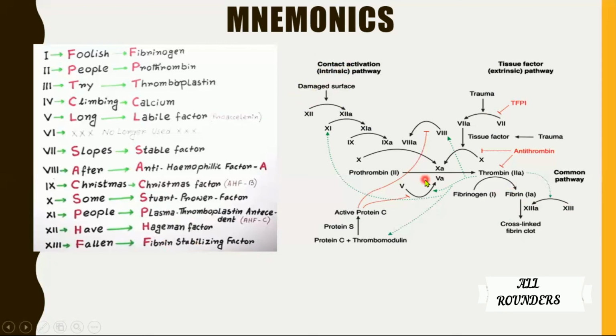So to summarize today's lecture, we have a mnemonic: Foolish people try climbing long slopes after Christmas, some people have fallen. Fool stands for fibrinogen, people for prothrombin, try for thromboplastin, climbing for calcium, long for labile factor, slopes for stable factor, after for anti-hemophilic factor A, Christmas for Christmas factor, some for Stewart-Prower factor, people for plasma thromboplastin antecedent, have for Hageman factor, fallen for fibrin stabilizing factor.